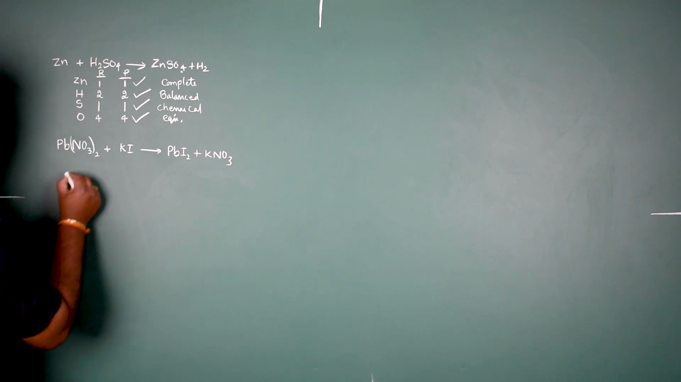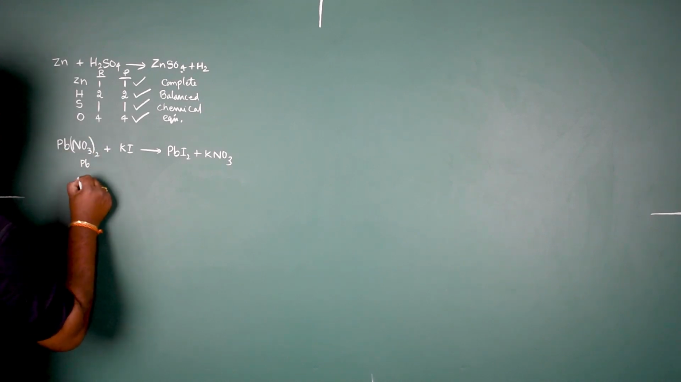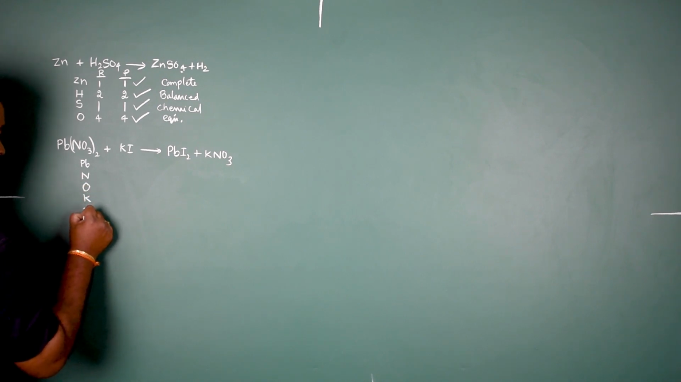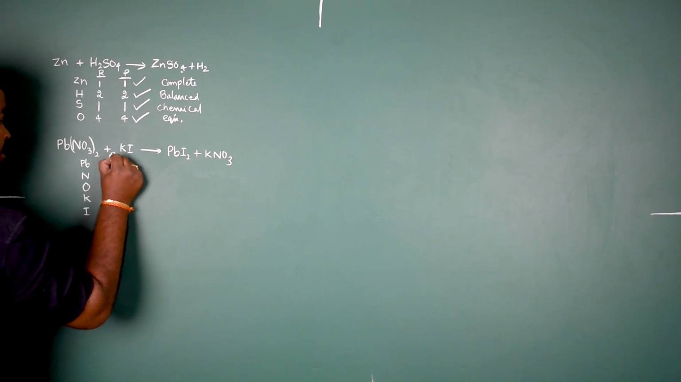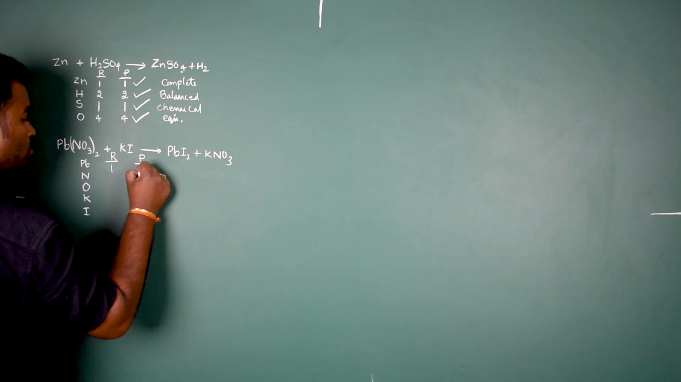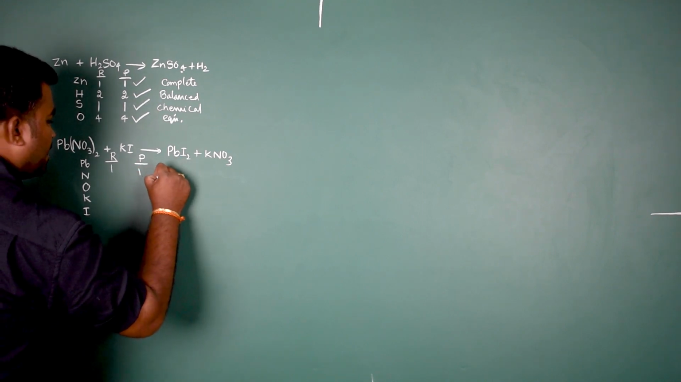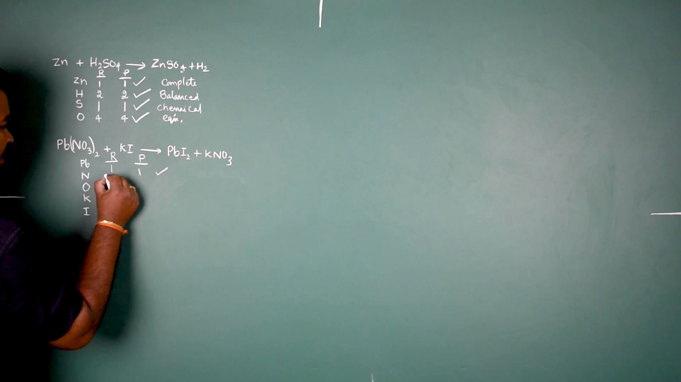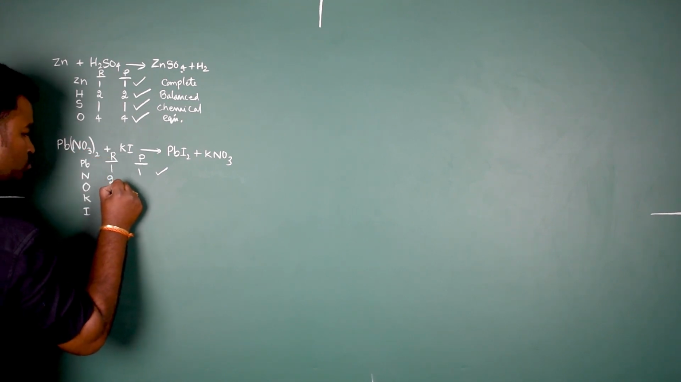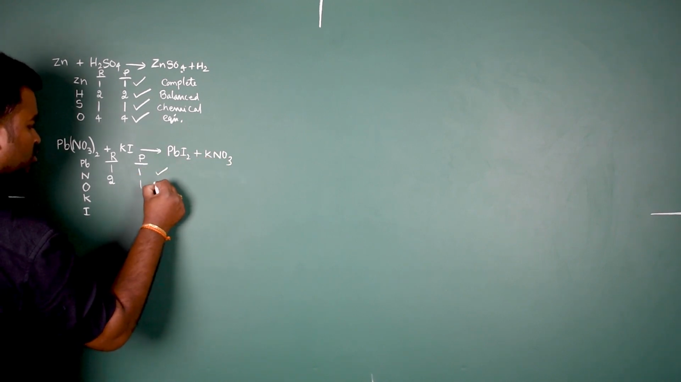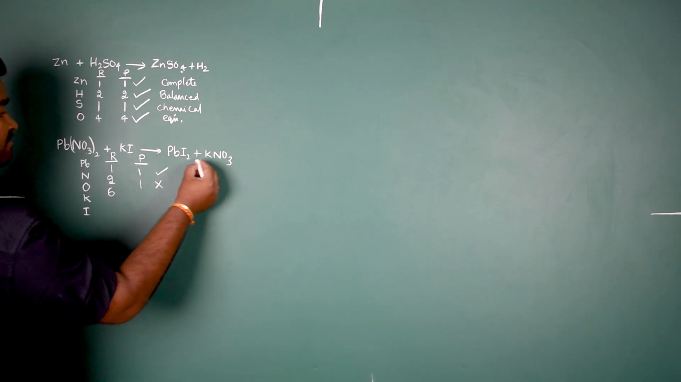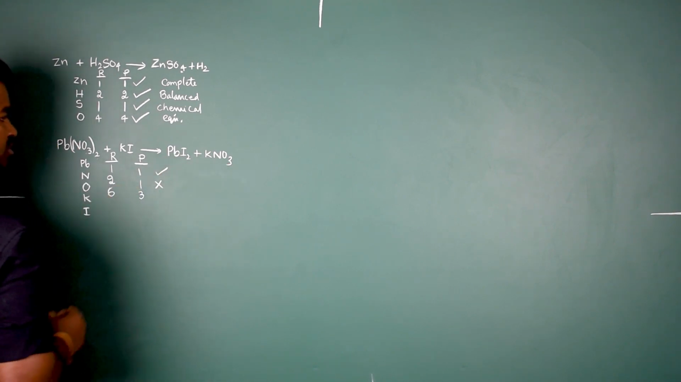So if you look at the reactant side, you have lead, nitrogen, oxygen, potassium and iodine. Now on the reactant side, how many lead do you have? One lead, and the product side also one lead. So lead is balanced. Whereas in nitrogens, here there are NO3, that is N1O3, that is 1 into 2 is 2. Here nitrogen is 1. So this is not balanced. Oxygens, 3 twos are 6 oxygens, whereas here there are 3 oxygens.